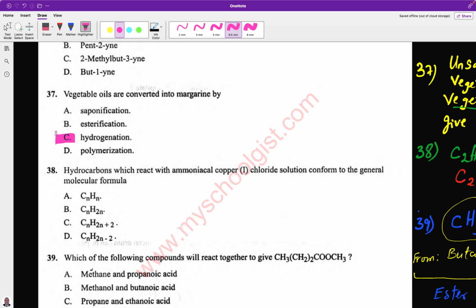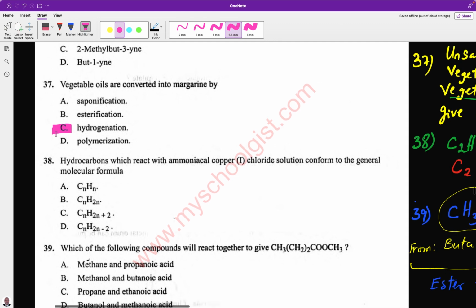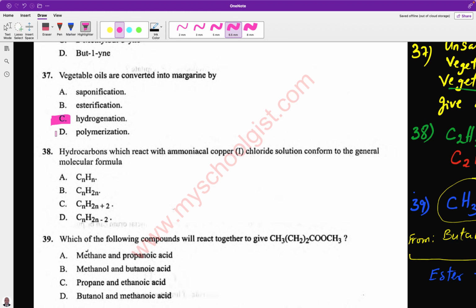Let's get to question number 38. Question number 38 reads: hydrocarbons which react with ammonium copper(I) chloride solution conform to the general molecular formula A. CnHn, B. CnH2n, C. CnH2n+2, D. CnH2n-2.